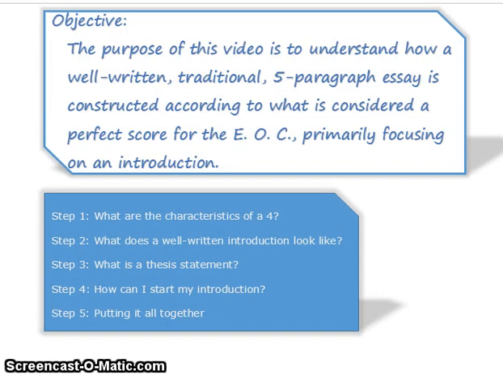Now we move on to step 5, where you put it all together. I'd like for you now to try it on your own using the prompt that I have given you. Good luck.